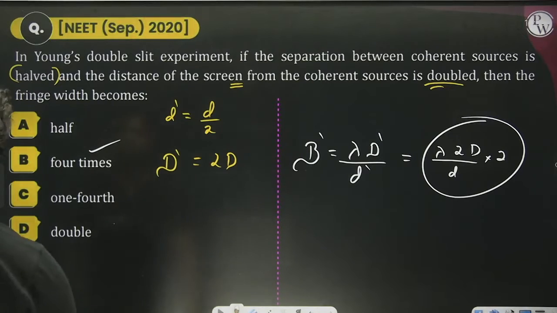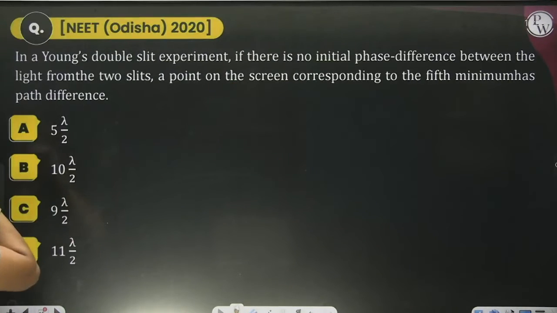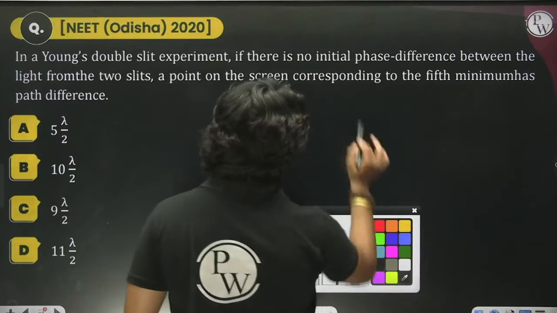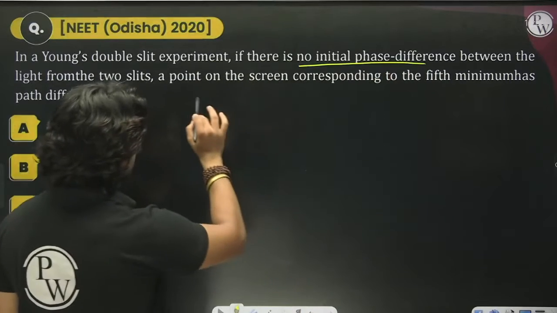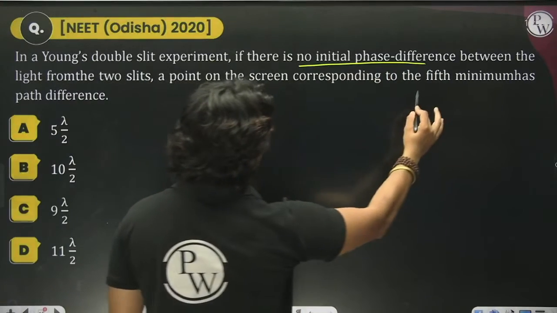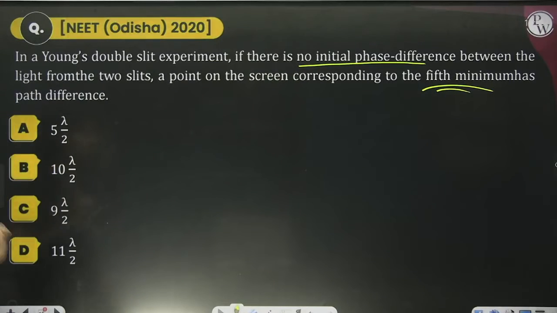Let's come to the next question. The next question in front of you is this. Read the question, what it says. In Young's double slit experiment, if there is no initial phase difference between the light from two sources, a point on the screen corresponding to the fifth minima has a path difference of.